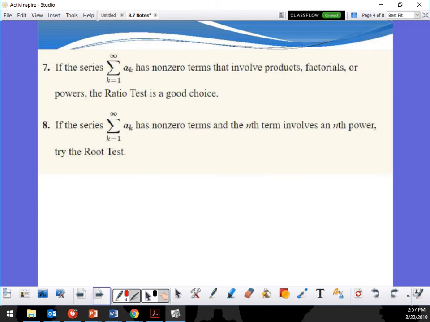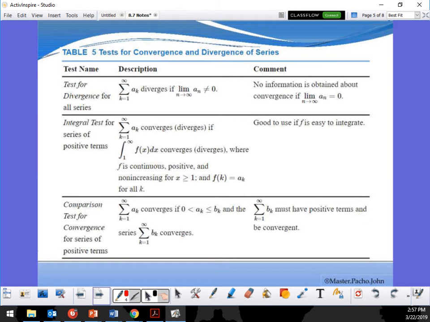So, root test, non-zero. Okay, so now, here it is. This is everything that you need to go by. So you take a look at this and say, what information is given to me? What type of problem is this? And what test am I going to use?